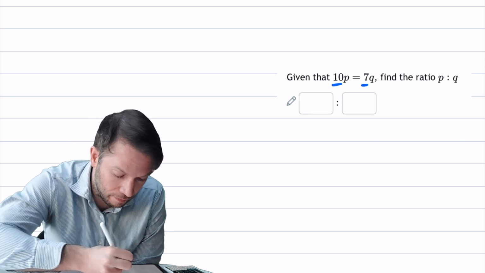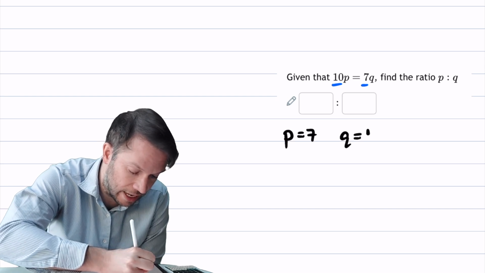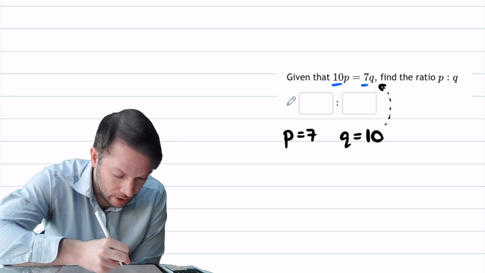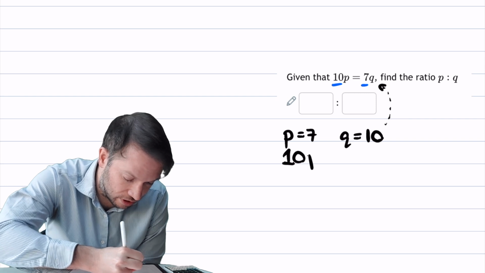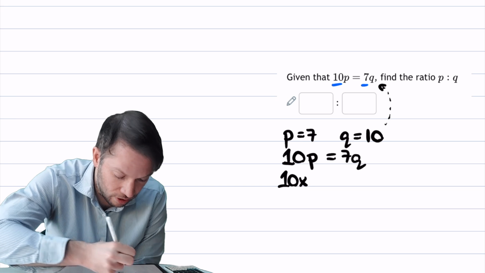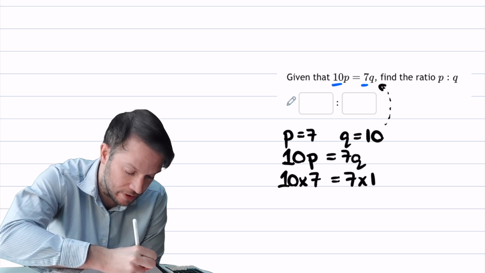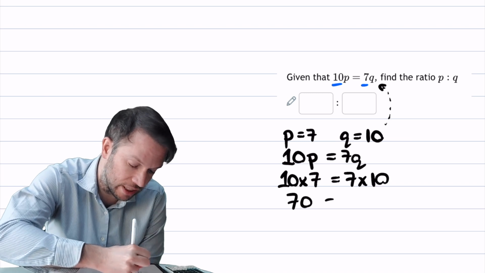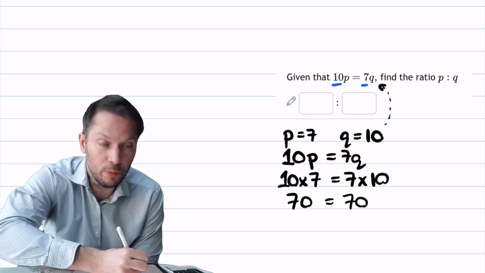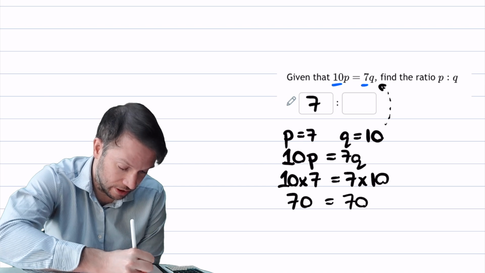Well, can you see that if p was equal to 7 and q was equal to 10, then if we were to substitute these into this equation here, so we had 10p is equal to 7q, then we would have 10 lots of p, so 10 lots of 7, would be equal to 7 lots of q, so 7 times 10. And that would give us 70 equals 70, which is clearly true. So if p was 7, q would have to be 10. So in fact, the ratio of p to q is 7 to 10.